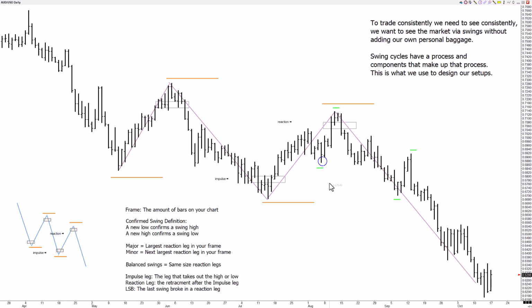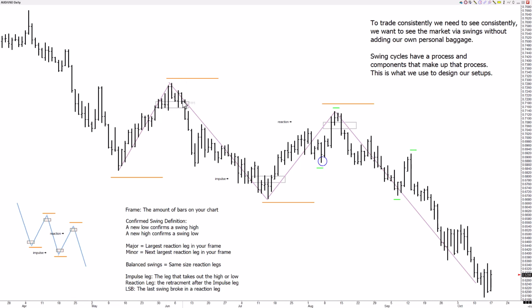The main thing I want to get across to you here is that the market moves and swings, everything does. And these swing cycles, they have a process that they go through, right? They have to. They have phases. They start and end. They have a process and components that make up that process. It's understanding the process, the components that make up this process. This is what our setups are built on, right? That's first step is mapping.